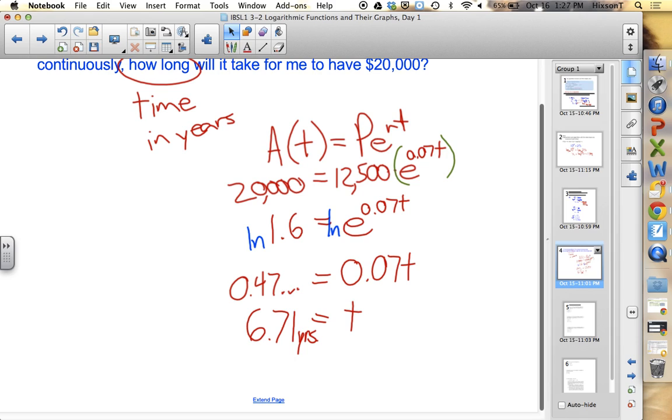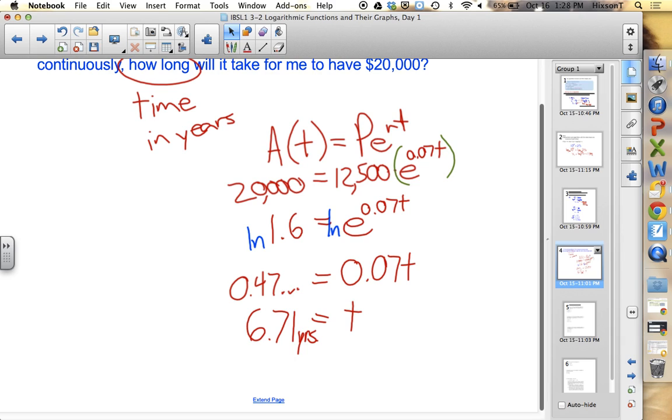But does everyone understand the concept here? Setting up the equation and solving using the inverse of the exponential, which is our log, with the same base. I always used to get confused with this, when to use the natural log, when to use the log. Well, it depends on what your base is. If your base is e, you use the natural log. If your base is anything else, you're going to use the other log with that same base.